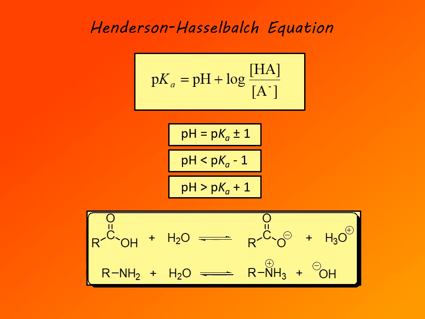In the second example of an amine, protonated amine has pKa value of about 10. So if the pH of the solution is in the range of between 9 and 11, then two species, amine and ammonium salt, protonated amine, will be present in about equal amount. Below 9, amine will be mainly in protonated form, in form of ammonium cation, and above 11 mainly in the deprotonated form, in form of amine.